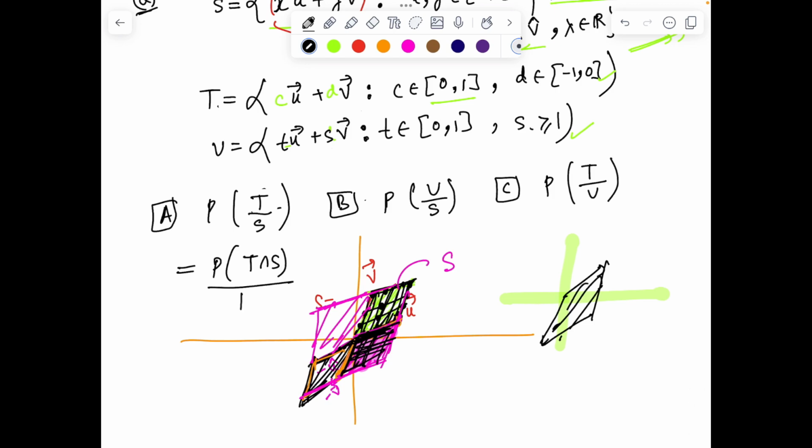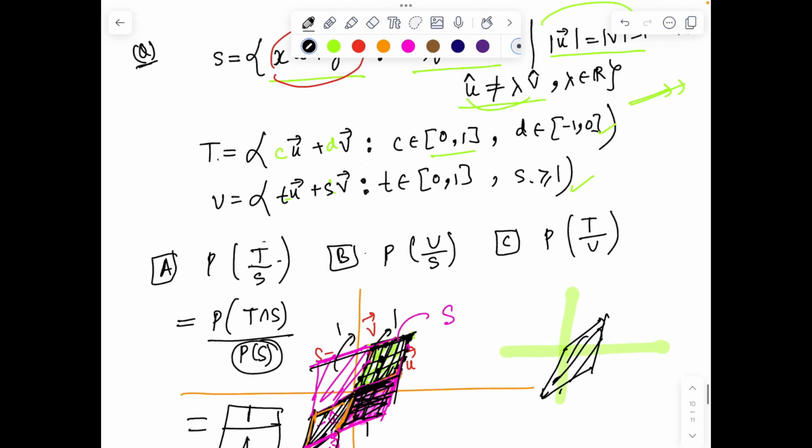So according to this rule, what is the probability of T intersection S divided by the probability of S? Clearly, you can see T intersection S is just one part out of 4. If I see this sample space as, let's say, area 4, and take each part as unit area 1, 1, 1, 1, then the probability of T intersection S will have one element out of 4. So its probability is 25%.